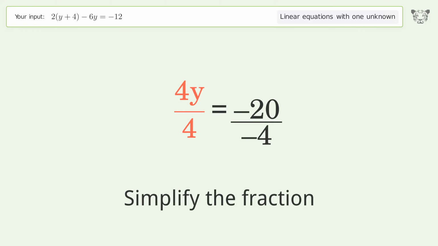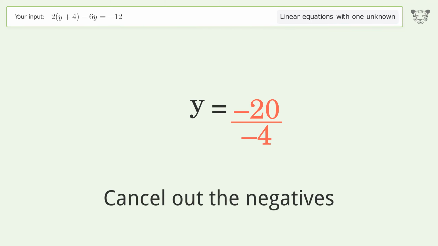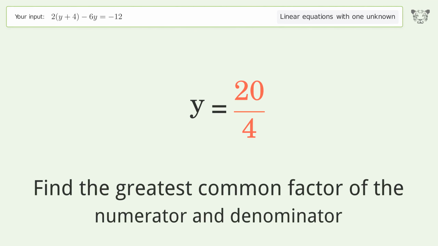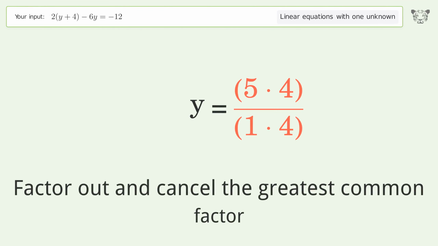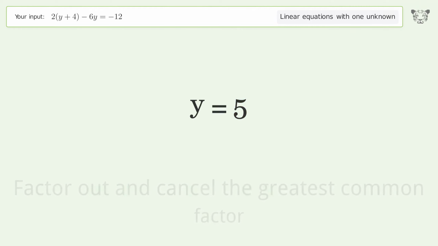Simplify the fraction. Cancel out the negatives. Find the greatest common factor of the numerator and denominator. Factor out and cancel the greatest common factor. And so the final result is y=5.